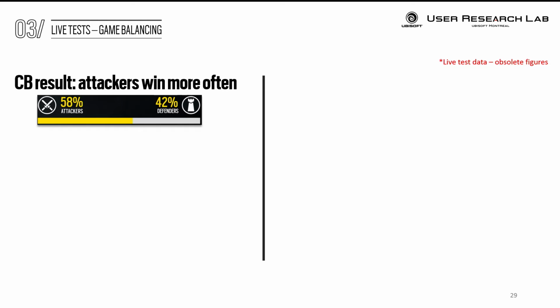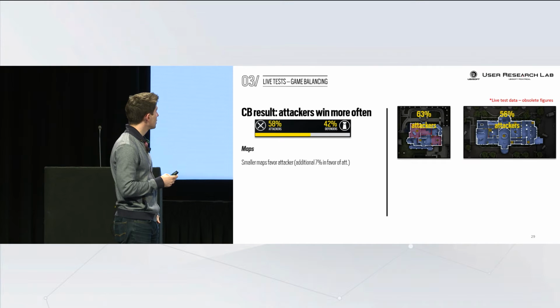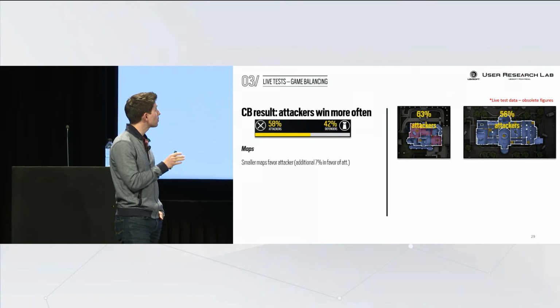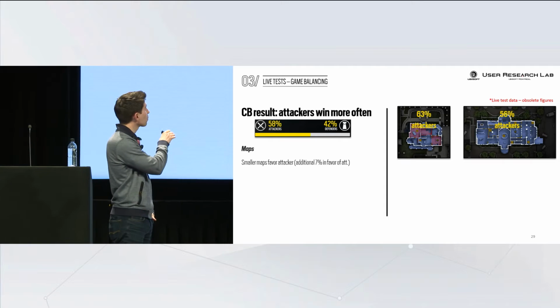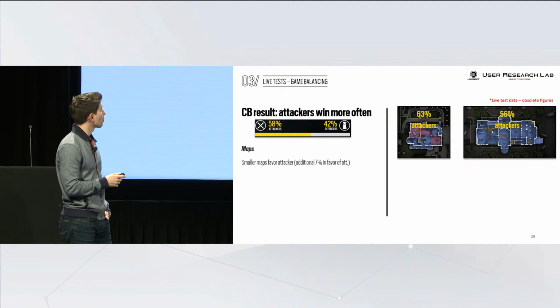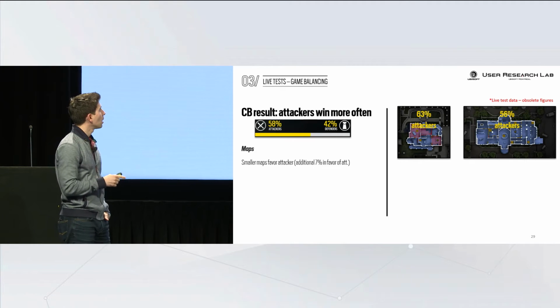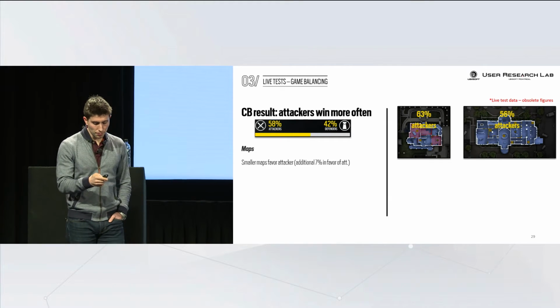We didn't stop at the operators for closed beta. We looked at the maps. And the first result that came out of the maps analysis that we did was that smaller maps seem to be in favor of attackers. The map on the left is House, a very small map, 63% wins for the attackers, in comparison to Consulate, which is a much bigger map, 56% of wins for attackers.